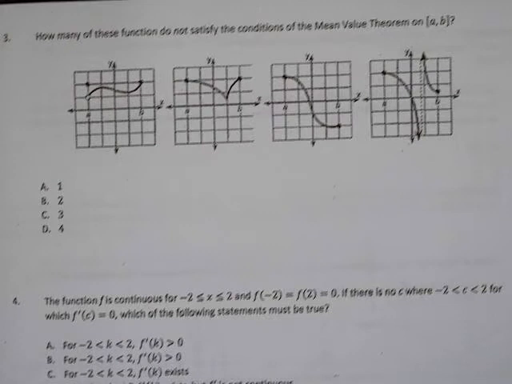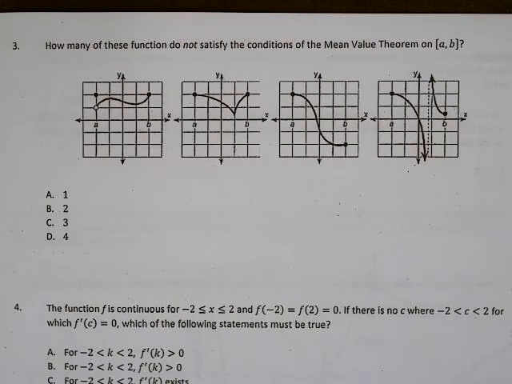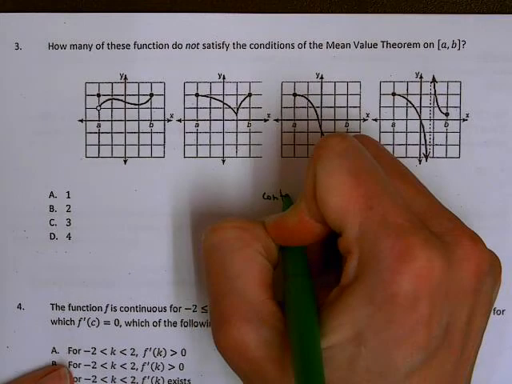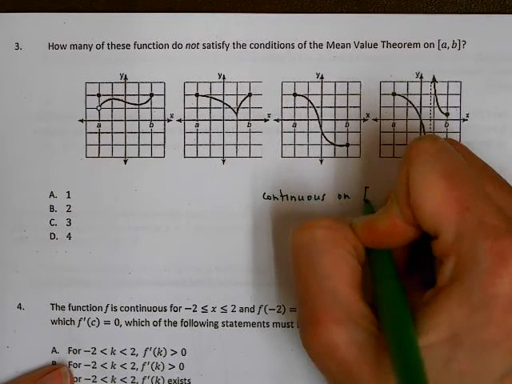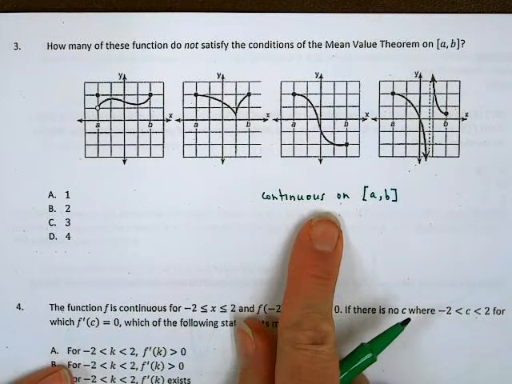Okay, let's look at number 3. Number 3 is asking how many of these functions do not satisfy the conditions of the mean value theorem on the interval from a to b. So it's really just testing whether or not you know the conditions of the theorem. Remember, our first condition was that the function has to be continuous on the closed interval from a to b. So that's the first thing we check for.